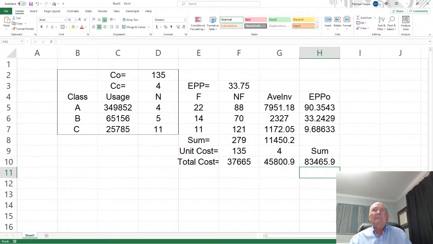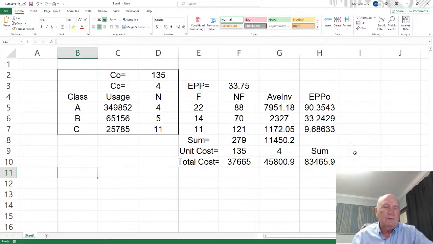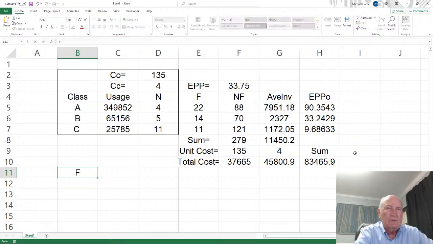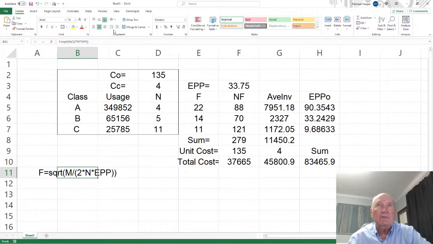Now let's take the optimal solution. If you recall, the optimal solution for the frequency equals the square root of the usage divided by 2 times n, whatever class you have, times your EPP. If you recall, that's going to be the optimal solution.